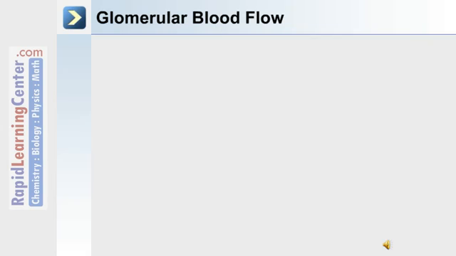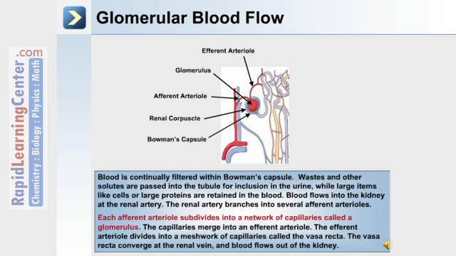The filtration of blood takes place at the glomerulus. Blood is continually filtered within Bowman's capsule. Wastes and other solutes are passed into the tubule for inclusion into the urine, while larger items such as cells and proteins are retained in the blood.